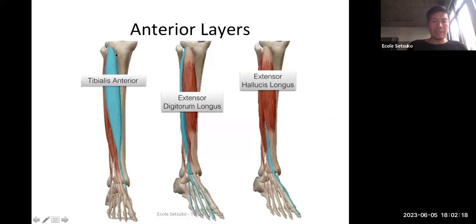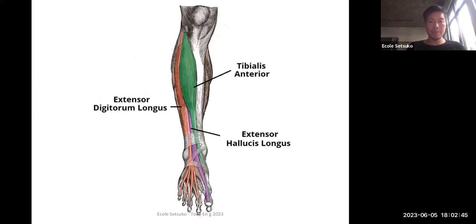All right, so you have the tibialis anterior, extensor digitorum longus, and extensor hallucis. All these are superficial. They're all on the same layer. Okay. So you can see that the anterior has more superficial muscles, as the posterior part has deeper layers there. You can see here, it's all on the same layer.